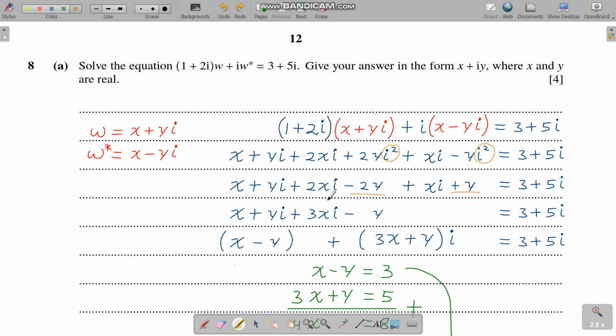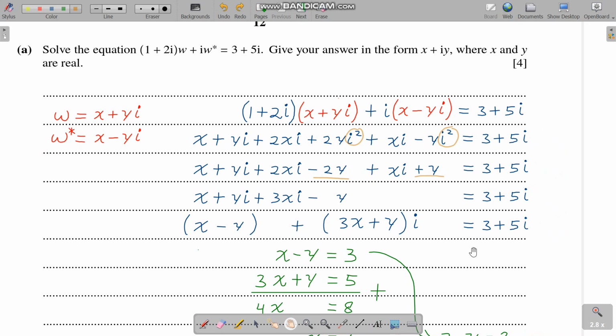So we simplify the like terms. Now we group the real parts, so we have x minus y for the real part, and the imaginary part, 3x plus y. And on the right we have 3 + 5i. So we compare the real part: x minus y must be equal to 3, and the imaginary part 3x plus y must be equal to 5. So we have two equations in two variables.